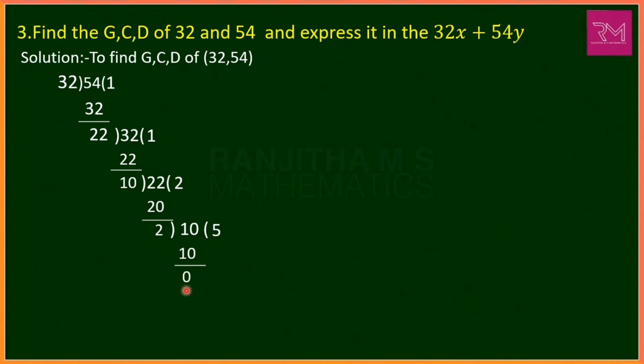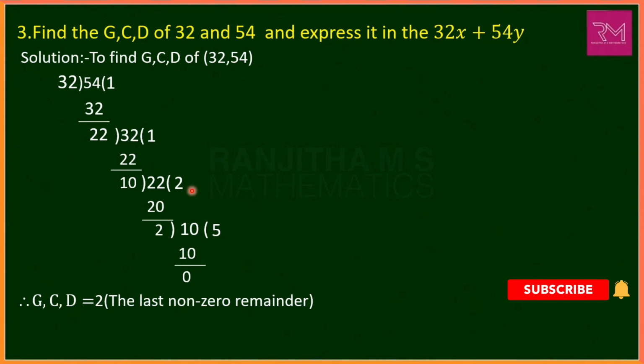We have to stop the division here because the last remainder is 0. Therefore, we can conclude that the last non-zero remainder for this division is 2. Therefore, the greatest common divisor of 32 and 54 is 2. Also, we have to note that this 2 divides 32 and also divides 54. Therefore, the GCD of 32 and 54 is 2.